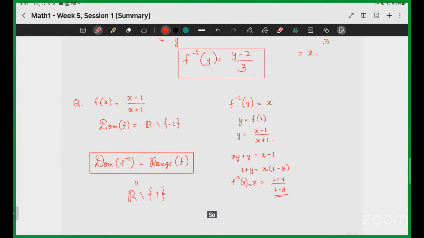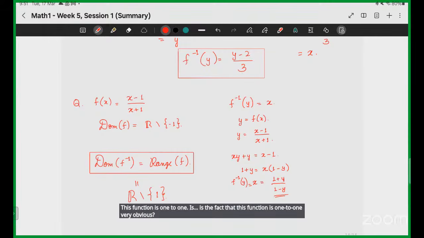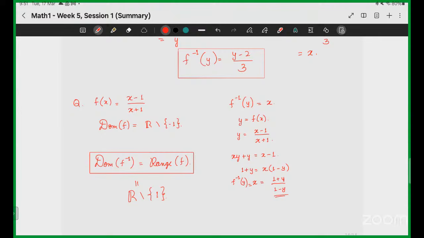So here also you can argue that this shows that this function is one-to-one. Is the fact that this function is one-to-one very obvious? It's actually not. But then the inverse of some element is not turning out to be two possible answers or anything.